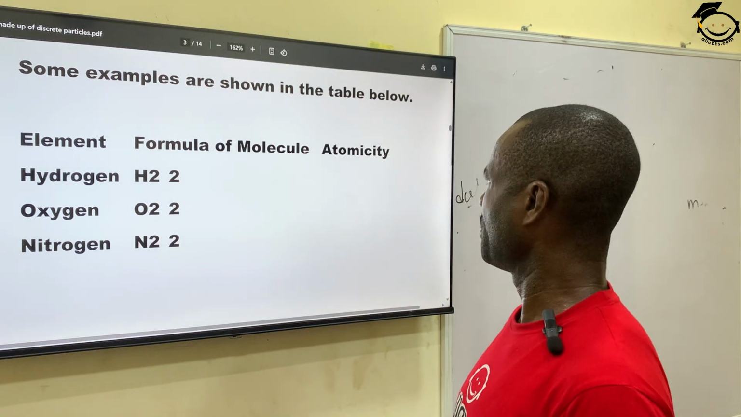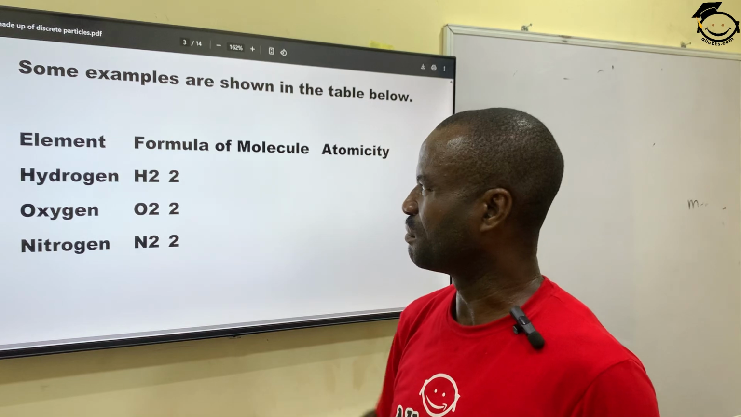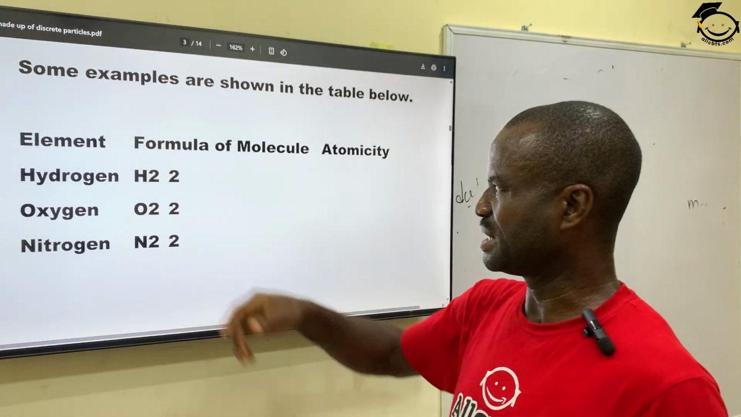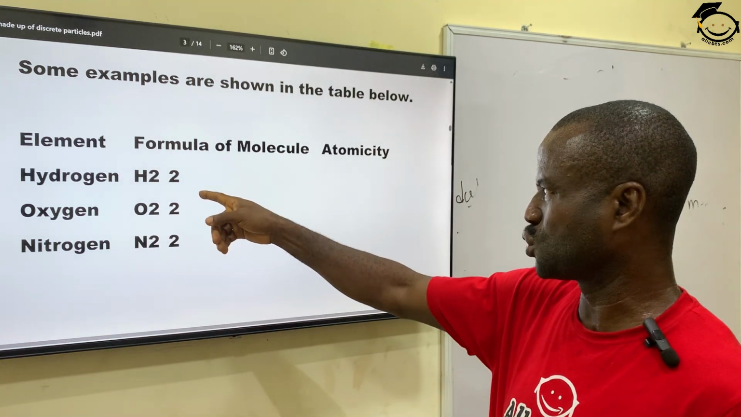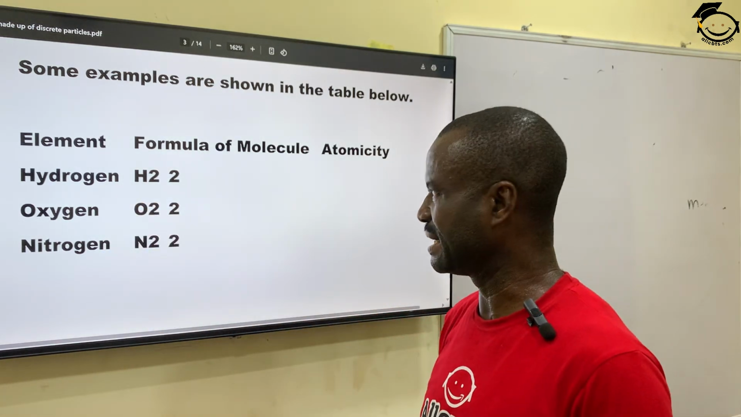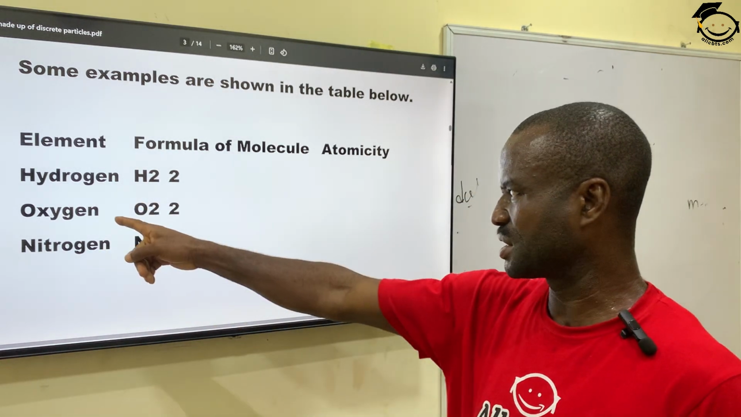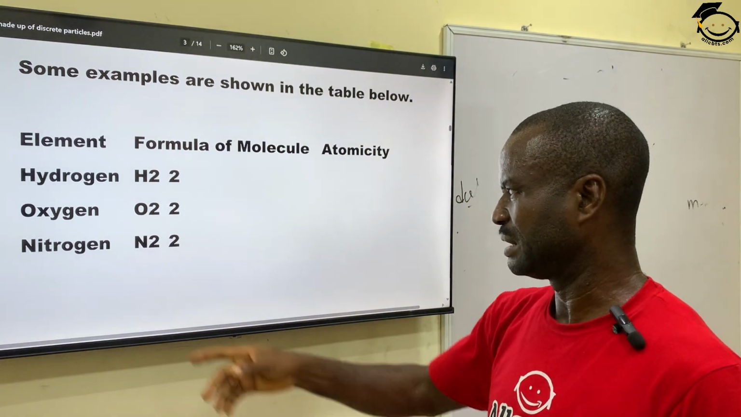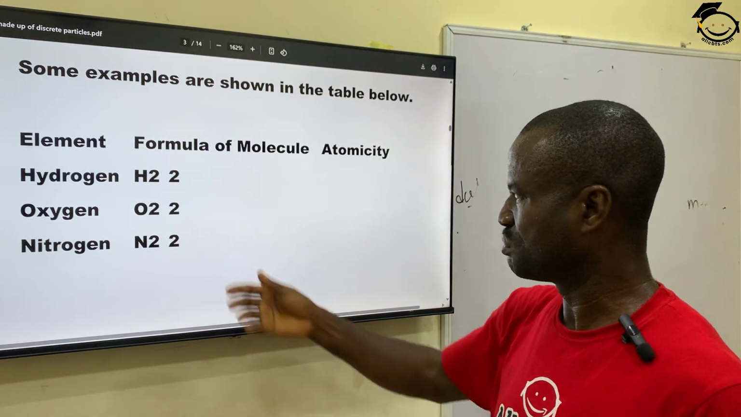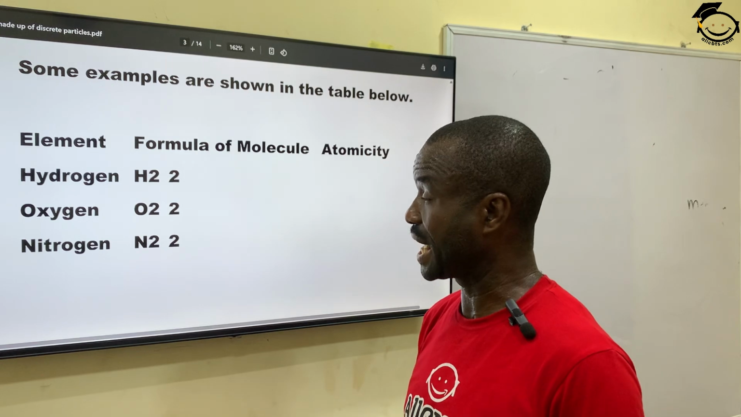So, like we said, we have hydrogen, which is H2. It has 2 atoms. So, this is an example of diatomic. Oxygen, O2, diatomic. Nitrogen, N2, which is also diatomic.